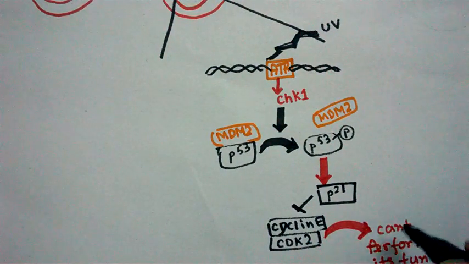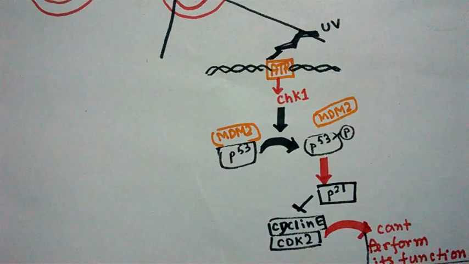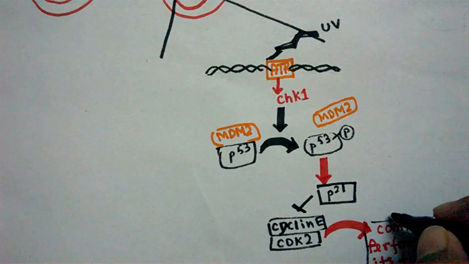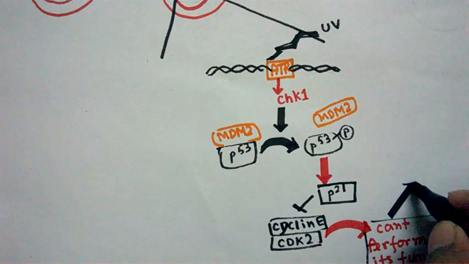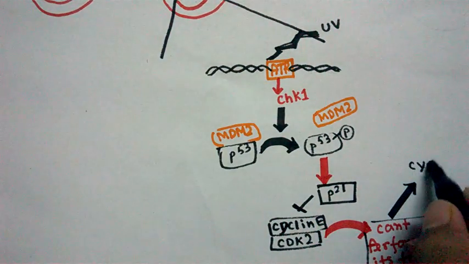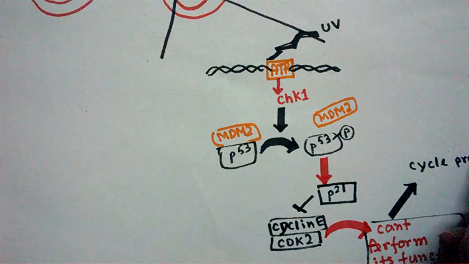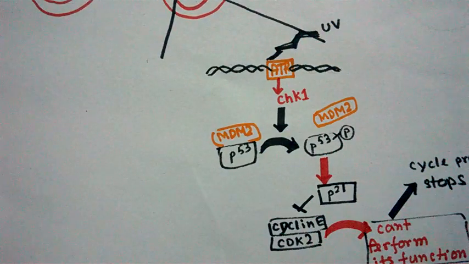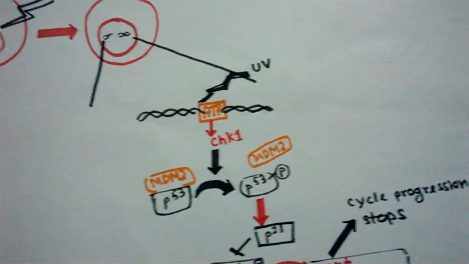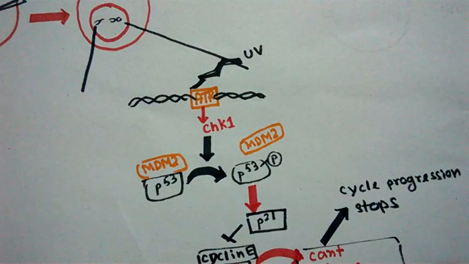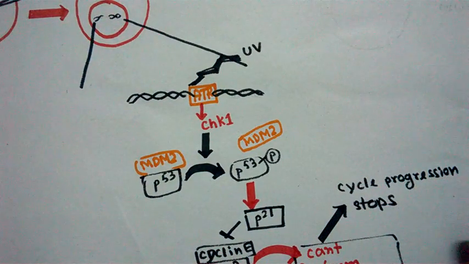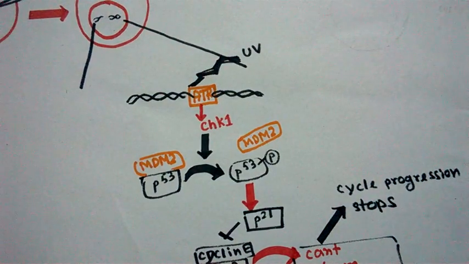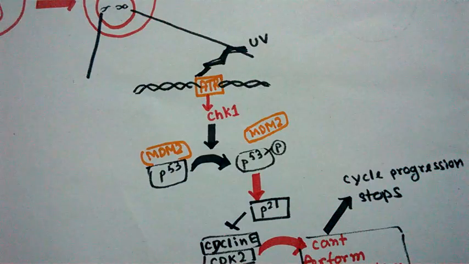As a result of this inhibition of cyclin E and CDK2, what would happen? Cell cycle progression stops, and now the cell would get some time to think, and it would try to repair the DNA. If the DNA is repaired successfully, then the cell would resume its division.